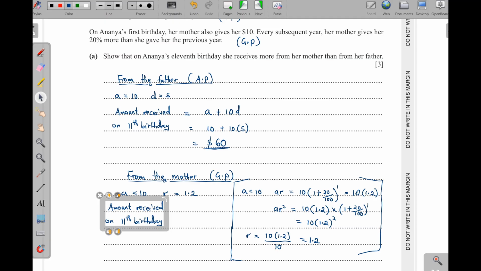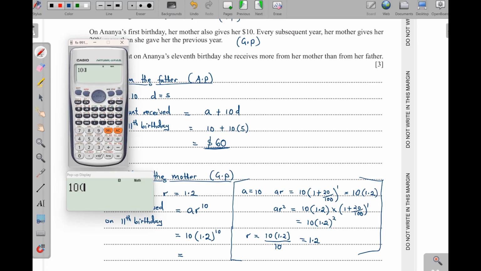Now coming back to this, the amount received on her 11th birthday from the mother. The mother here is proving to be giving more than the father. Okay, so this one is going to be A. Remember the nth term of a GP is AR power n minus 1. Are we there? So if it is 11, then we shall have 11 minus 1, that is 10. So AR power 10. Our A is 10, then R is 1.2, then to the power of 10.